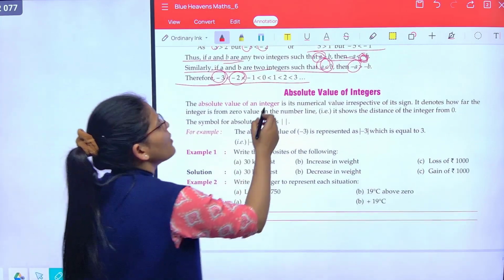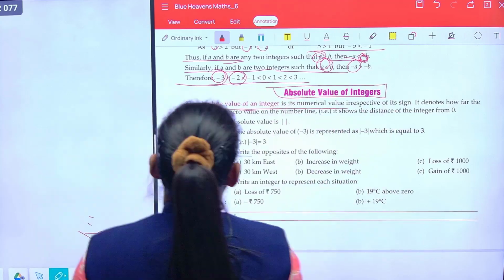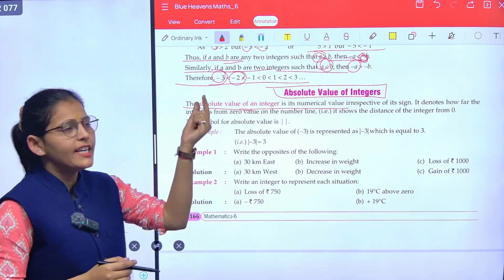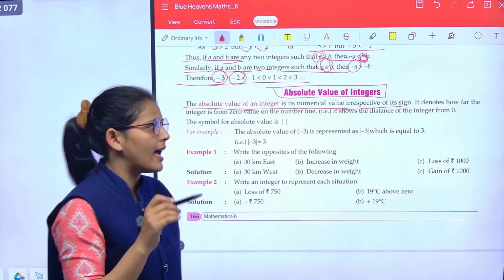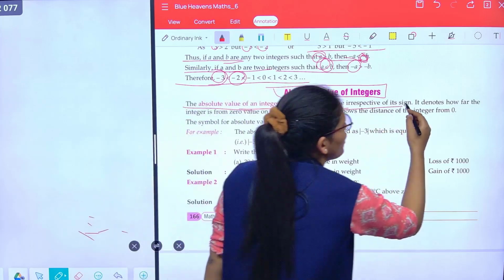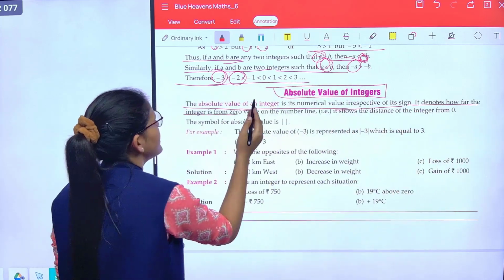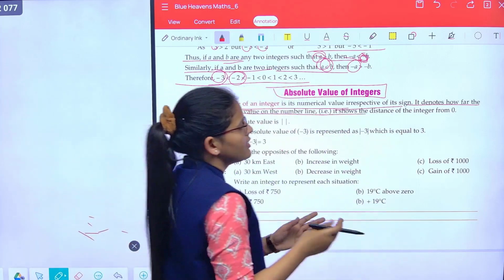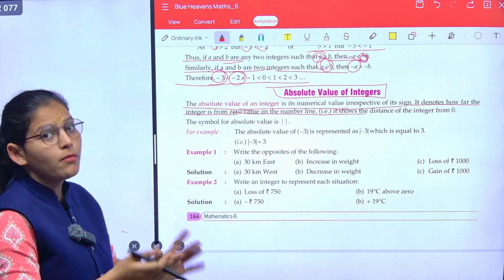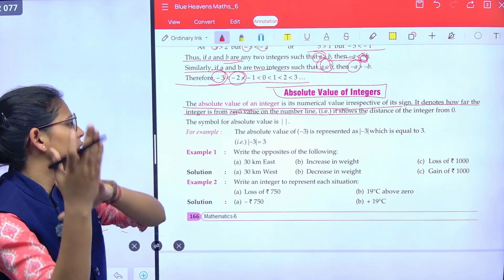Now, absolute value of integers. The absolute value of an integer is its numerical value irrespective of its sign. It denotes how far the integer is from zero on the number line, that is, it shows the distance of the integer from zero. It tells the distance from zero.